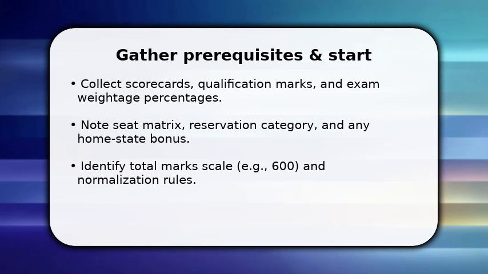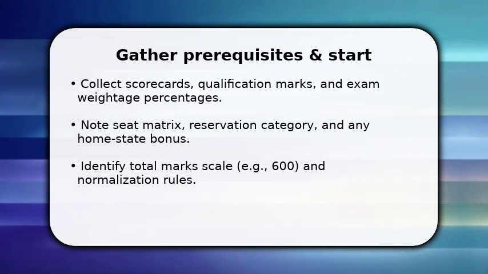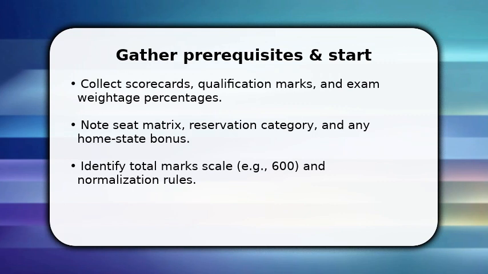You begin by assembling official scorecards and admission rules. That is non-negotiable. Once you have scores, record the exam's total marks and the qualifying degree percentage, because calculations depend on scale and weight. Make sure to note quota, category, and any state or sports bonus that changes effective marks.